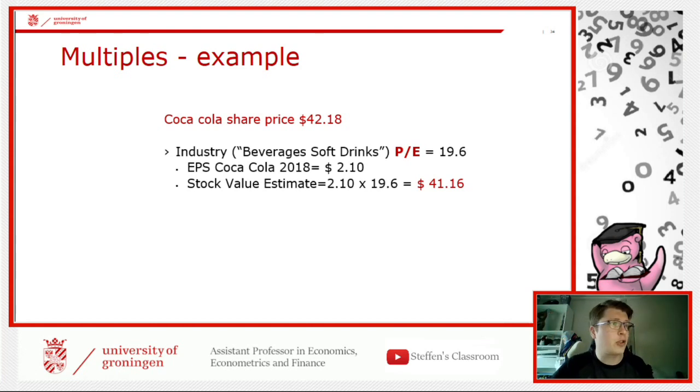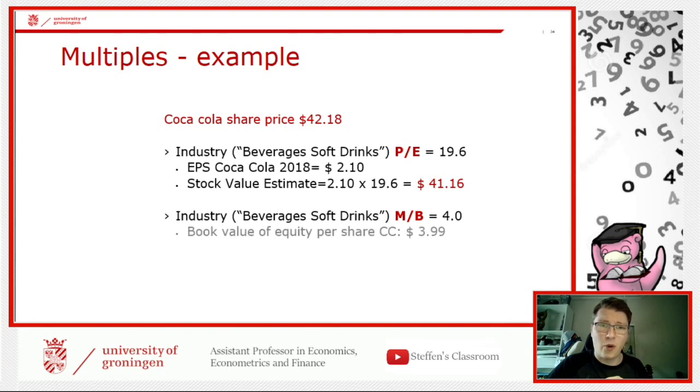So that actually becomes 210 times 19.6 and you get an estimated share price of 41.16. You notice already that's pretty close. And in terms of level of mathematical skills required to do this one, that's a pretty low-hanging fruit. I like it. There's a very, very minimal chance of miscalculations here. Of course, we can also do the market to book.